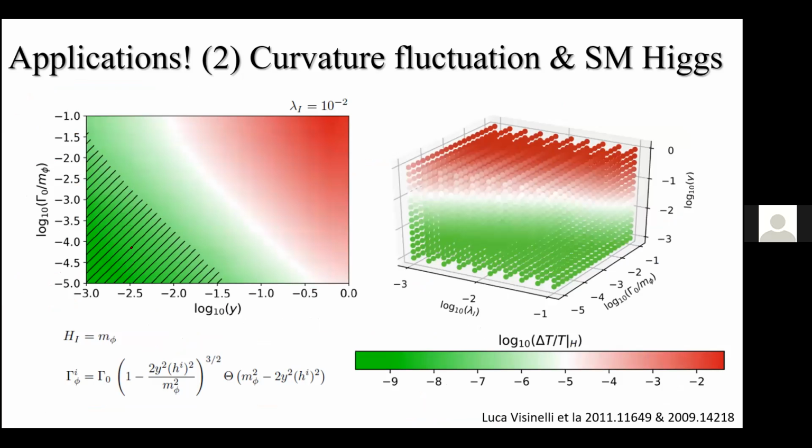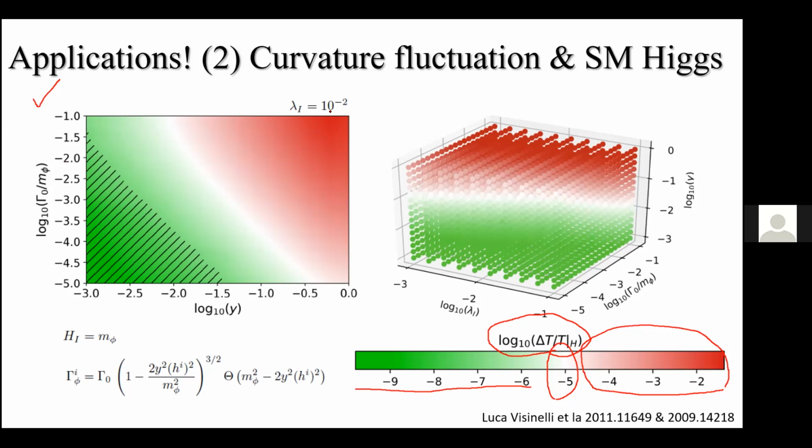So due to this different temperature cooling rate, the temperature inhomogeneity will be constrained by current CMB observations. For example, the CMB observation of delta T divided by T is about 10 to the minus 5. This red area is ruled out by current CMB observations. On the other hand, this green area is allowed. So they can constrain their model.